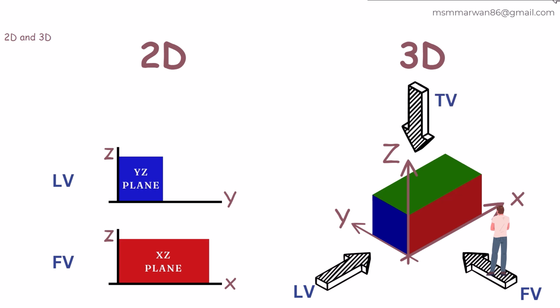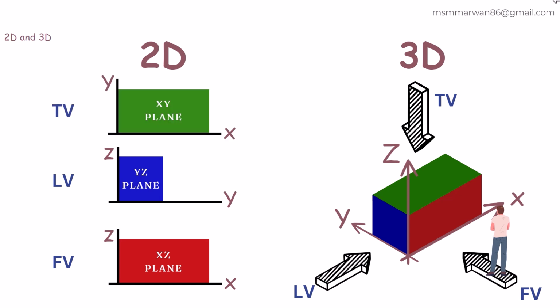In the same fashion, we can look at the top view. There we can see only the x and y axes. So that creates only one plane, the XY plane, which is the 2D view. Okay, that's all about the difference between 2D and 3D. With this basic understanding, let's continue with the next lecture.